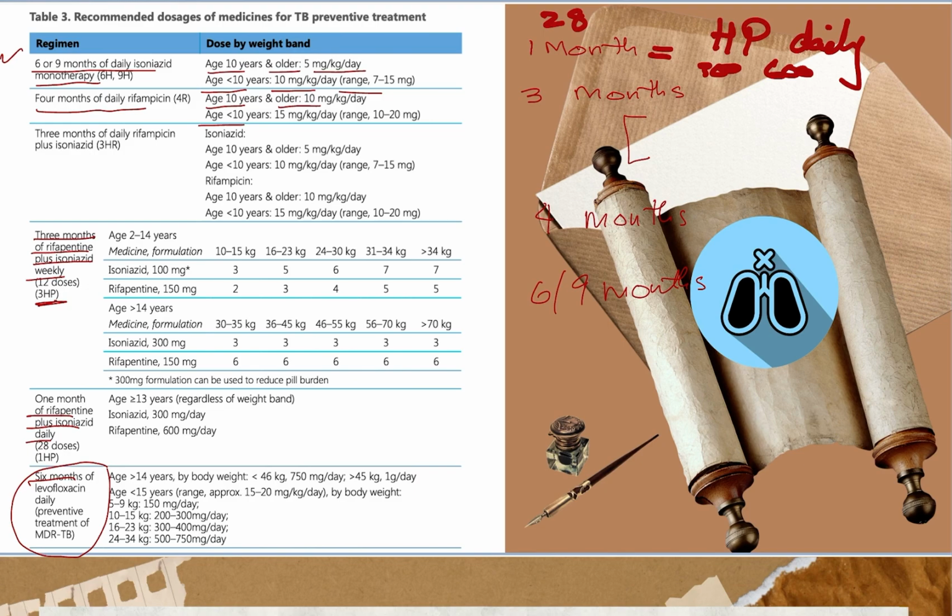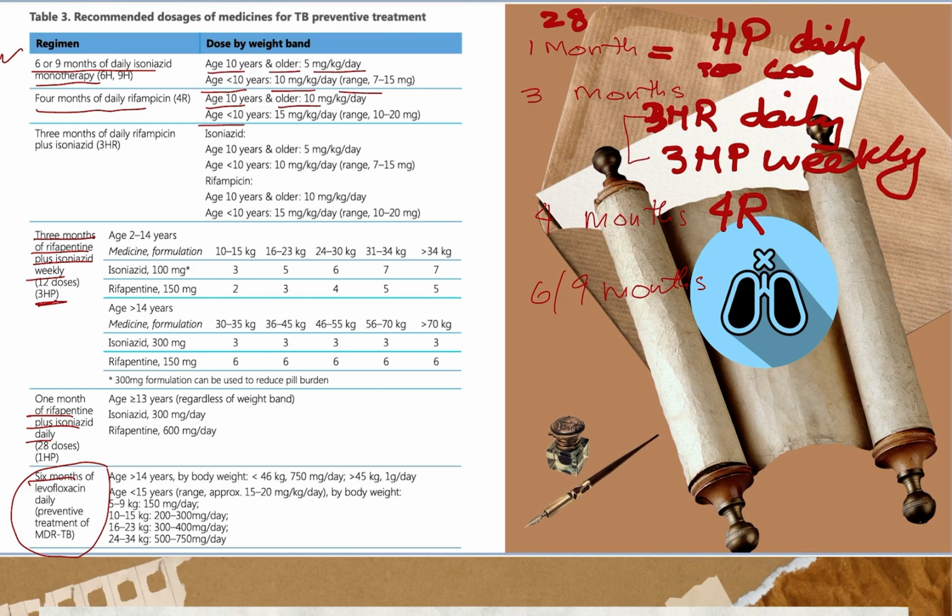In 3 months, we have two options, either isoniazid and rifampicin for 3 months, which is daily, or 3 months of HP, which is weekly. Four months is single rifampicin, or 6 or 9 months of single isoniazid.